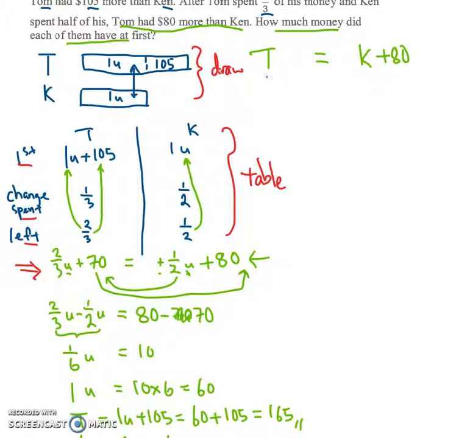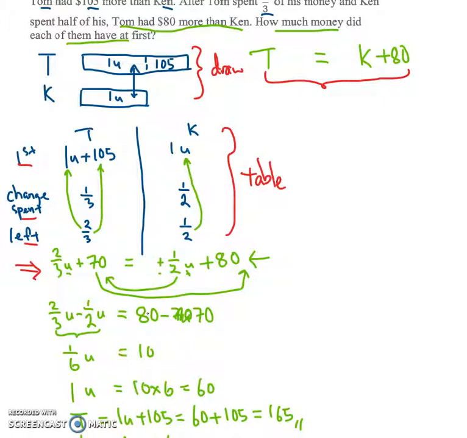And then this is the third key thing you have to understand from this question. So Tom had $80 more than Ken. So if I want to make them equal, I need to add $80 to Ken, then they can become equal. Alright, and only when they become equal, then I can solve the question, because otherwise I cannot solve for my 1u. So I have 16u equals to 10, 1u equals to 10 times 6 equals 60.